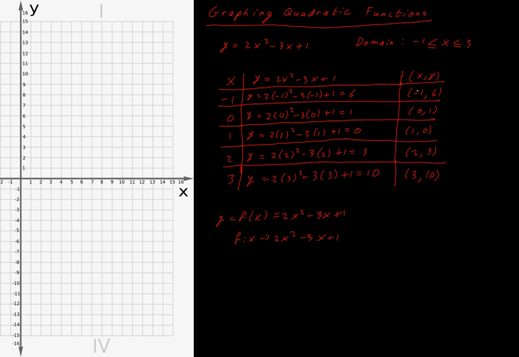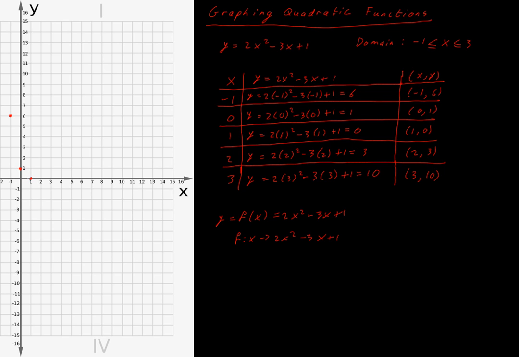Our first point is that x is minus 1, y is 6. So we start at the origin, always start at the origin, and then go in the door and up the stairs. In the door minus 1, up the stairs 6. That's our first point. Next point is 0, 1. So in the door 0, up the stairs 1. Next point is 1, 0. So we go in the door 1, up the stairs 0.